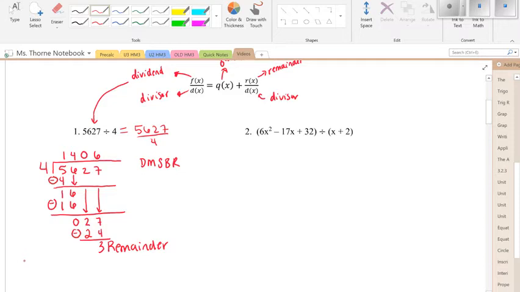So I could rewrite this as 5,627 divided by 4 is equal to 1,406 plus 3 divided by 4, because it doesn't go in any further. That would be our answer. And of course, you could write 3/4 as a decimal, 1,406.75, but we're just going to leave it like this for now. Remember, the quotient, which is our answer, is 1,406, and the remainder is always divided by the divisor because it couldn't go in anymore.